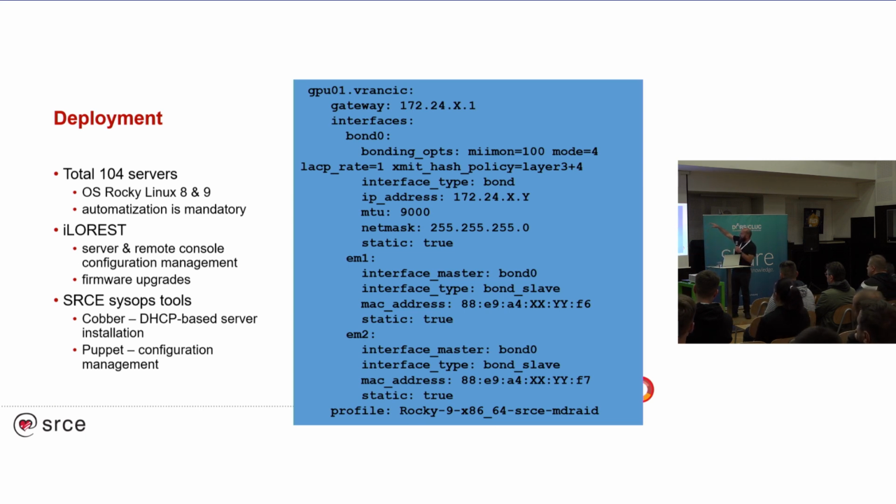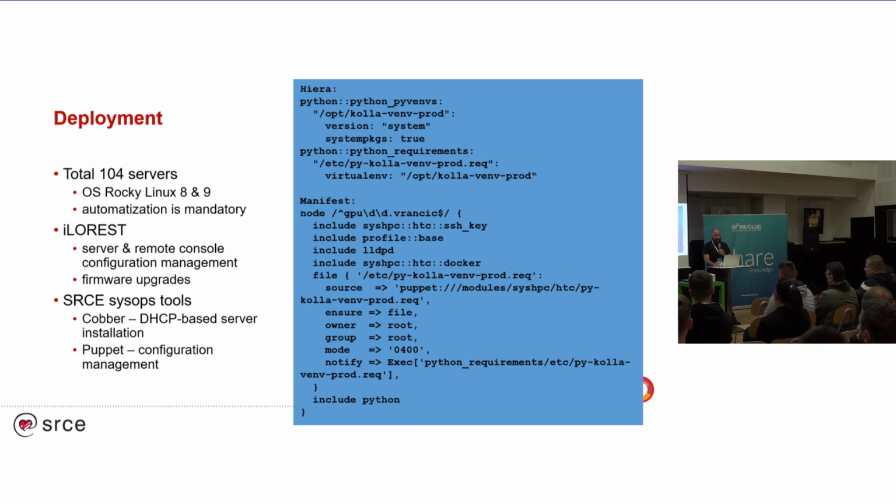So you just define, I want this gateway. You need to pull the MAC addresses because it's DHCP based. And then you configure a bond, you put the IP address, you define a profile, and it basically installs a minimum OS. I mean, you can do really complicated things with it, but for us, we have the second step, which is Puppet.